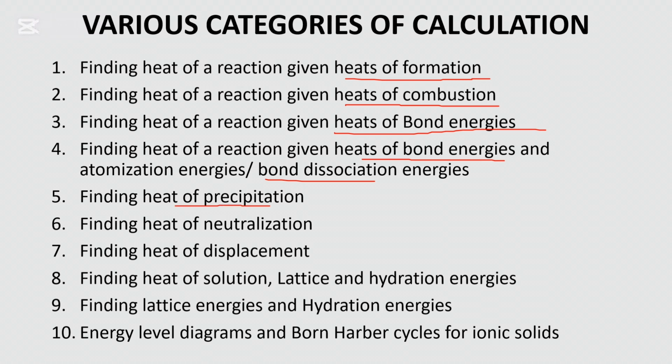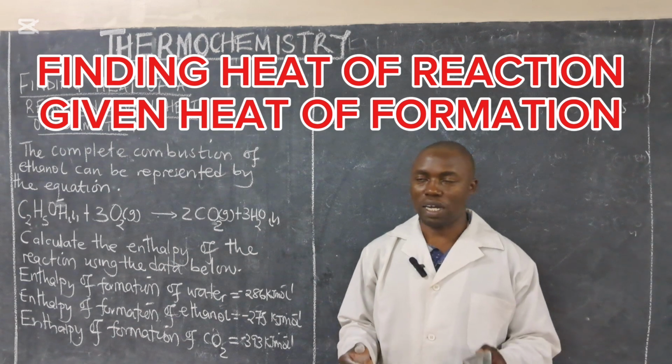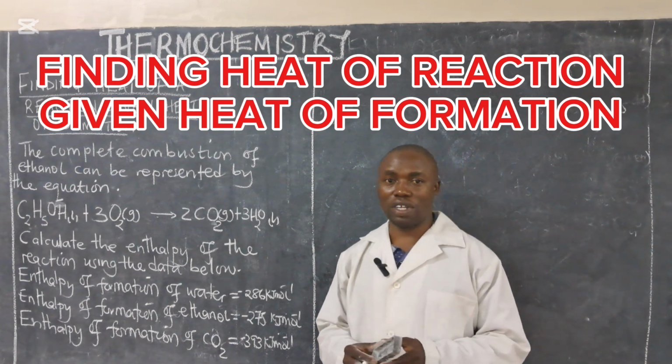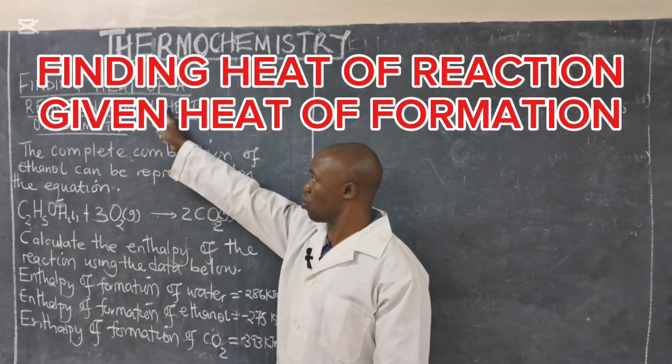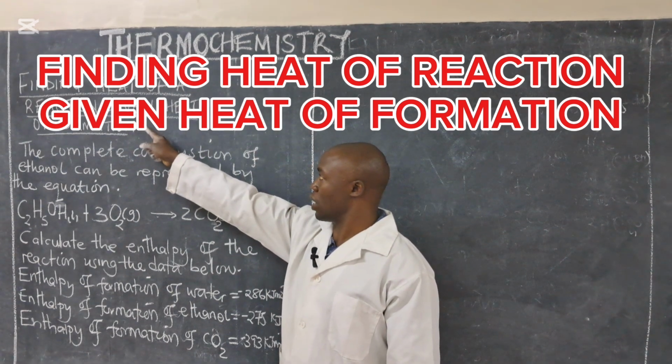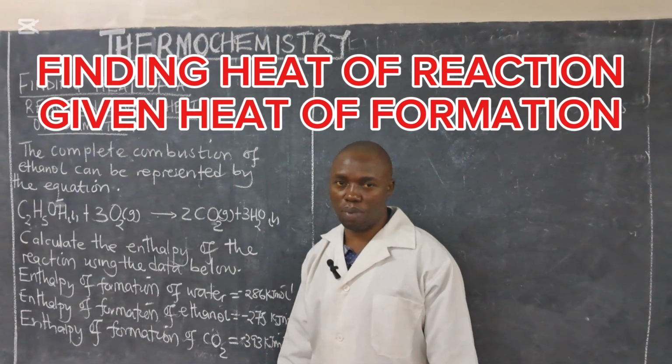We are also going to look at the heat of precipitation, heat of neutralization, heat of displacement, then heat of solution somewhere, and some lattice energy will be talked about. Then we shall also look at the energy level diagram. Now let us look at the first type of calculation. We said there are about 11. The first type of calculation is finding heat of a reaction given heats of formation of the compounds.